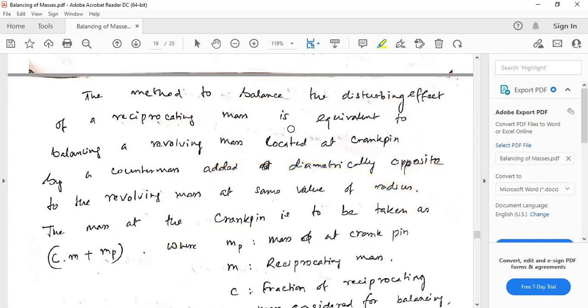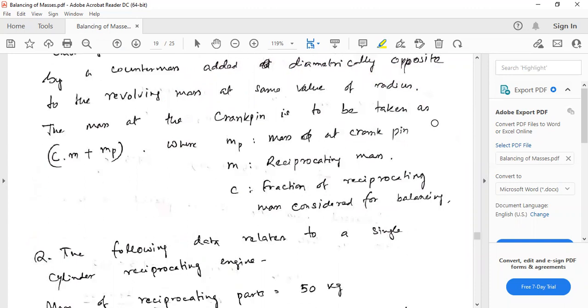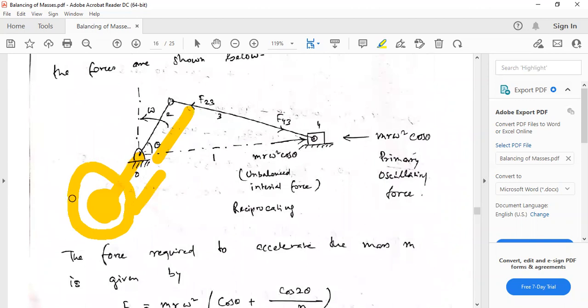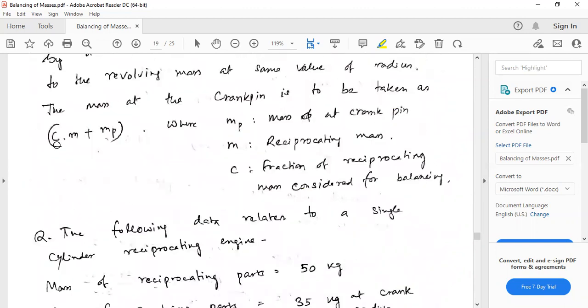Equivalent to placing a mass at a distance of the same radius for a mass at the crank pin. Now see, this is how we have to take the total mass of the crank pin. So the mass that we have to place here, what is its value? The value of the mass that we have to place at the equal radius can be given by C into M plus Mp. Now Mp is the mass at the crank pin, M is the reciprocating mass.